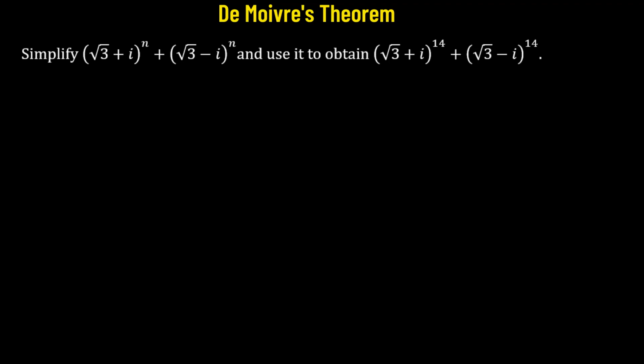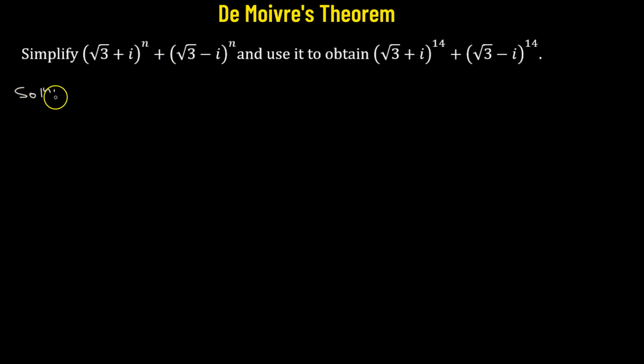So we need to simplify the given expression, and we'll also use it to obtain the value of the following. So let's begin. Here our task will be to convert square root of 3 plus i to its polar form, as well as square root of 3 minus i to its polar form.